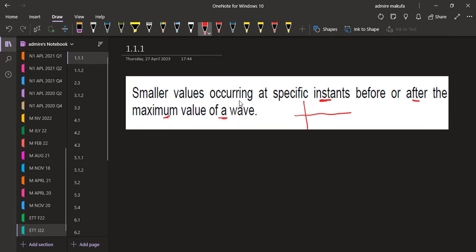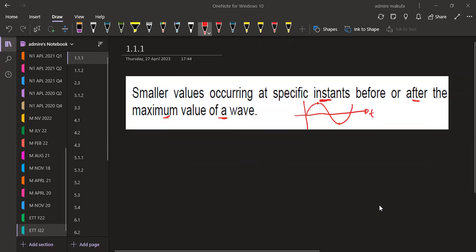Like if we are given a sine wave like this, this is our maximum, this is our minimum. So instantaneous values are taken in between, or before the maximum, any value that is taken at a certain point or at a certain time that is given. All right, so that is what was the part of this question.